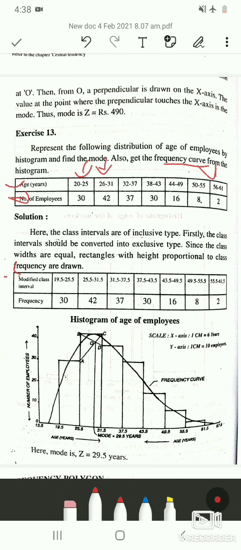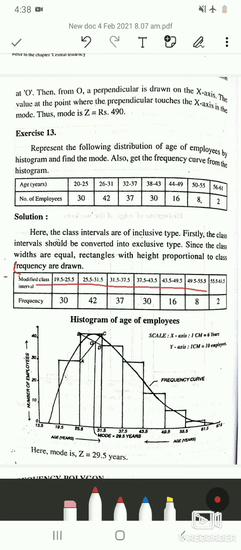So the modified class intervals will be, so the difference is 1, and these all are of the equal width. So the difference will be the same for each class interval. So the difference is 1 divided by 2, that is 0.5. So subtract 0.5 from all the lower limits and add 0.5 to all the upper limits. So these are the modified class intervals.